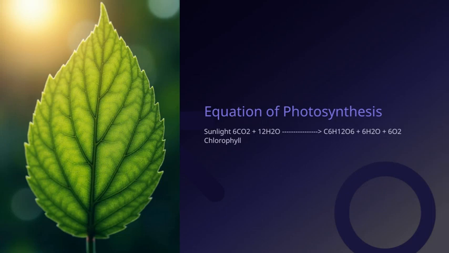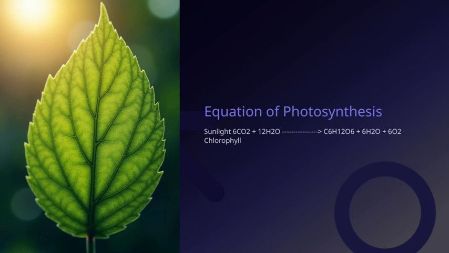Let's take a closer look at the equation of photosynthesis displayed here. Sunlight provides the energy necessary for this process. The equation shows that 6 molecules of carbon dioxide, or CO2, combine with 12 molecules of water, H2O, in the presence of sunlight. This reaction, facilitated by chlorophyll, results in the production of 1 molecule of glucose, C6H12O6, which is a form of stored energy. Additionally, 6 molecules of water and 6 molecules of oxygen, O2, are released as byproducts.